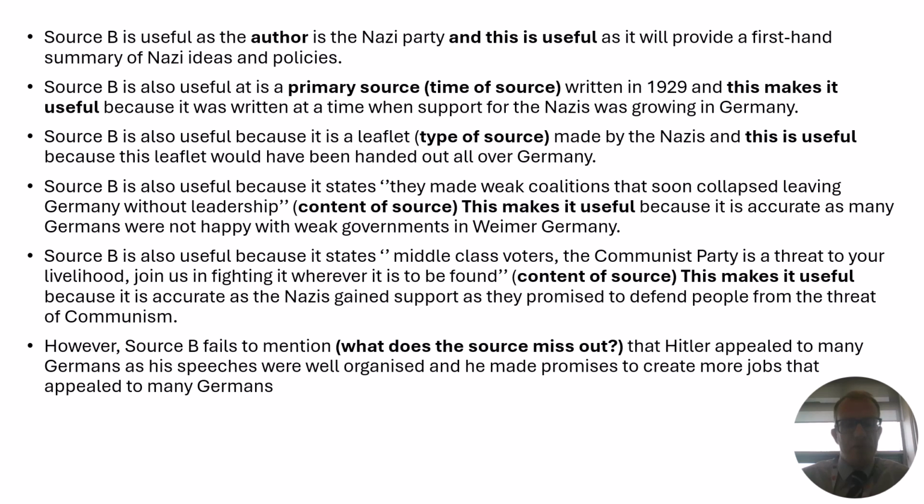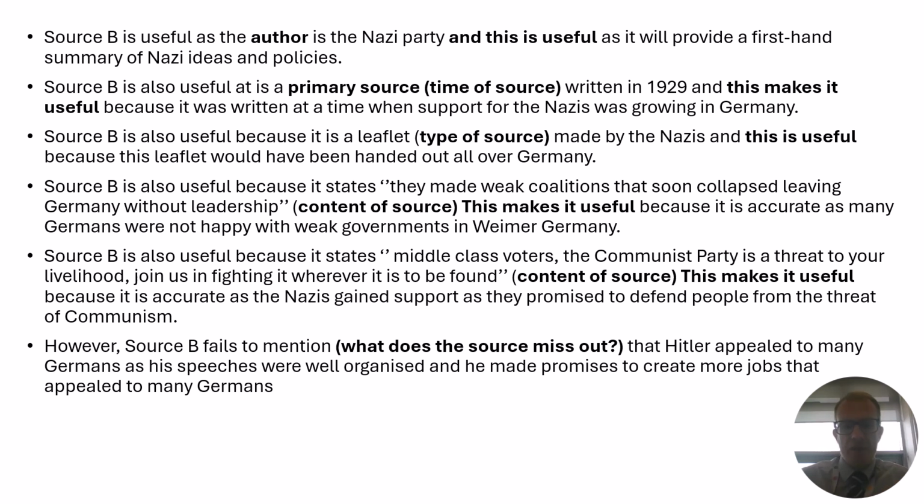The next 2, I've added an extra example in. The source's content, what does it tell you about the topic? Does it match what you know? So you know that Weimar Germany had weak governments that collapsed. And this makes it useful because it's accurate, as many Germans hated weak government. That makes it accurate because it matches what you know.